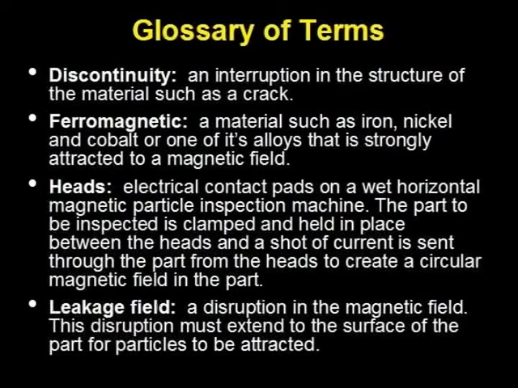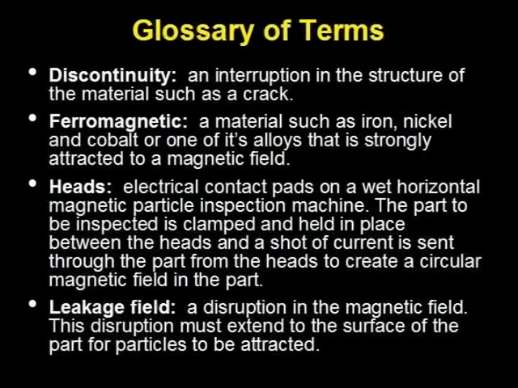Discontinuity is an interruption in the structure of the material, such as a crack. Ferromagnetic describes a material such as iron, nickel, and cobalt, or one of their alloys, that is strongly attracted to a magnetic field. Heads describe the electrical contact pads on a wet horizontal magnetic particle inspection machine. The part to be inspected is clamped and held in place between the heads, and a shot of current is sent through the part from the heads to create a circular magnetic field in the part.